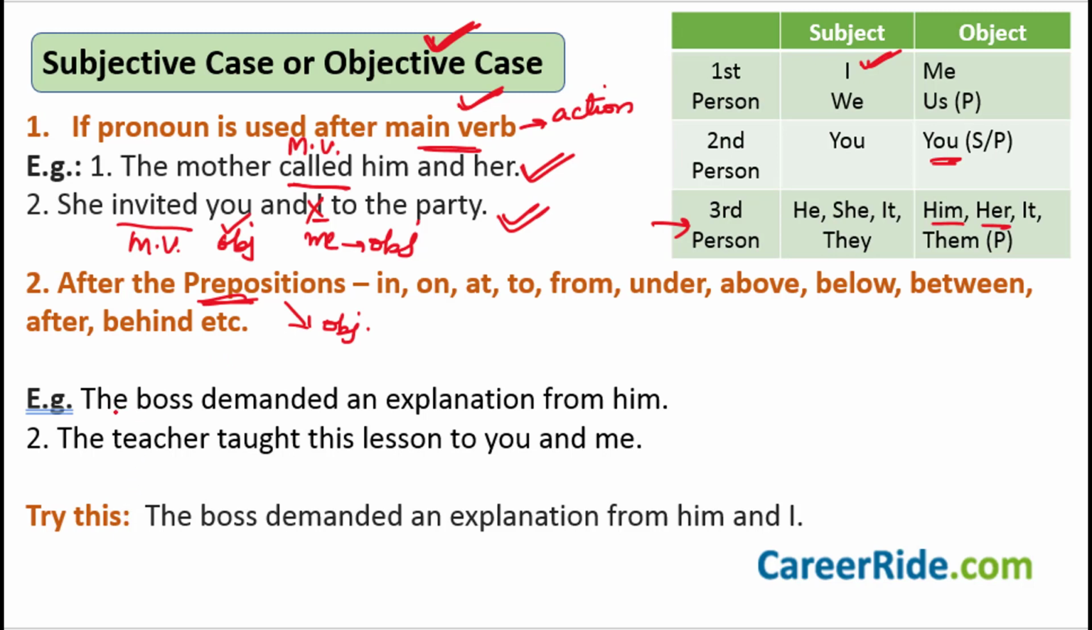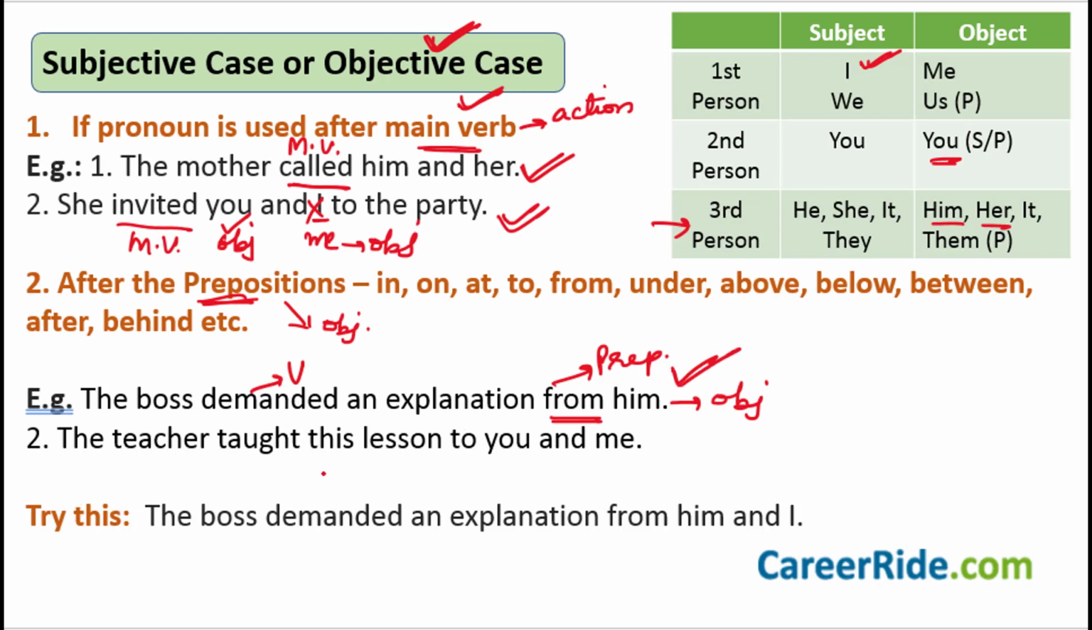Let's see the sentence. "The boss demanded an explanation from him." Is this sentence correct or not? "The boss demanded", this is the verb here, right? "An explanation from." I see this word "from", which is a preposition. And after a preposition, what should we have? We should have the objective case. And is "him" the objective case? I see third person. Okay. Yes, this is the objective case. So it means this sentence is grammatically correct.